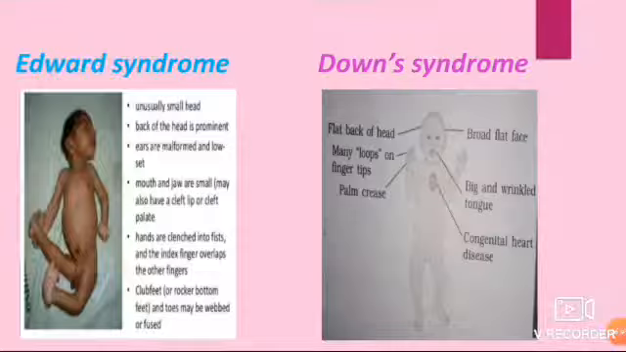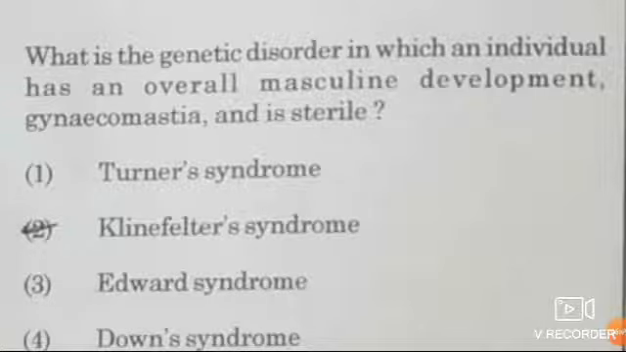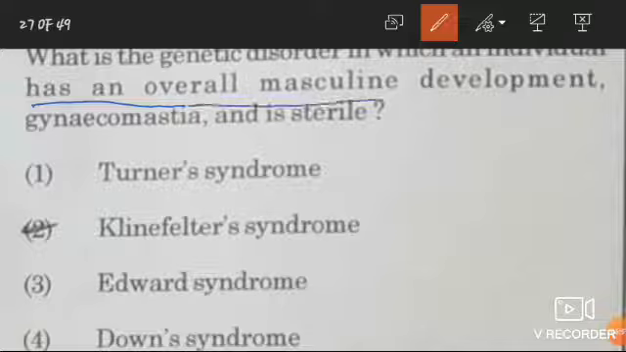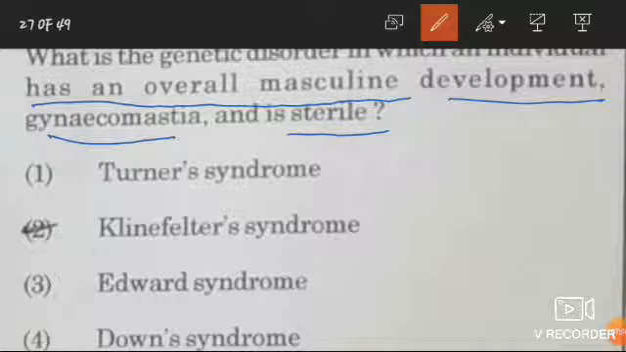Now we will see the question. What is the genetic disorder in which an individual has an overall masculine development, gynecomastia and is sterile? This question was framed as it is from the NCERT book. Chapter is Principles of Inheritance and Variation. Topic is chromosomal disorders, page number 90 to 91.